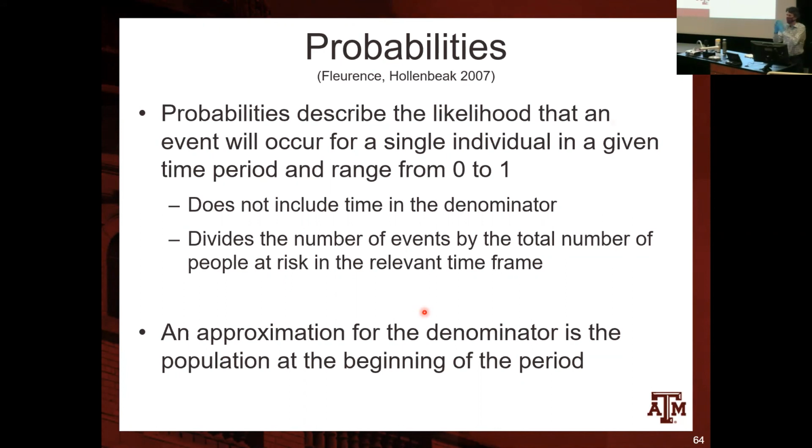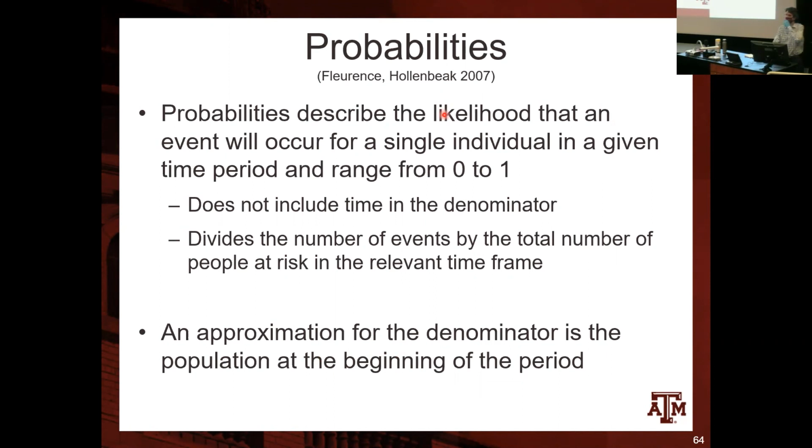because people can live the whole period or they can die within that period. So they are not necessarily exposed to the risk of going to the numerator throughout their whole time. For probabilities, what matters to me is the population at the beginning of the period. So an approximation for the denominator of probabilities is the population at the beginning of the period, for example, in January.